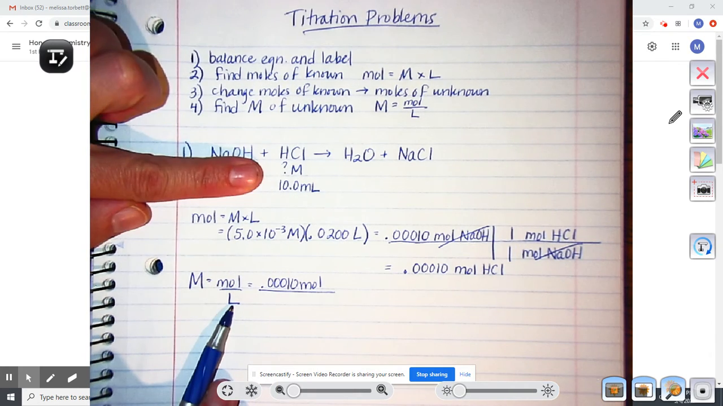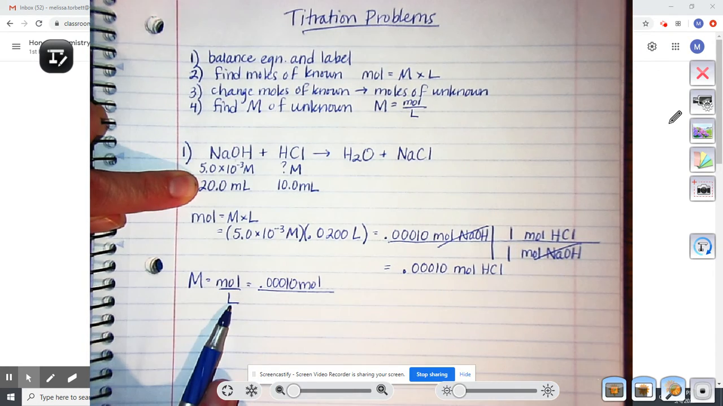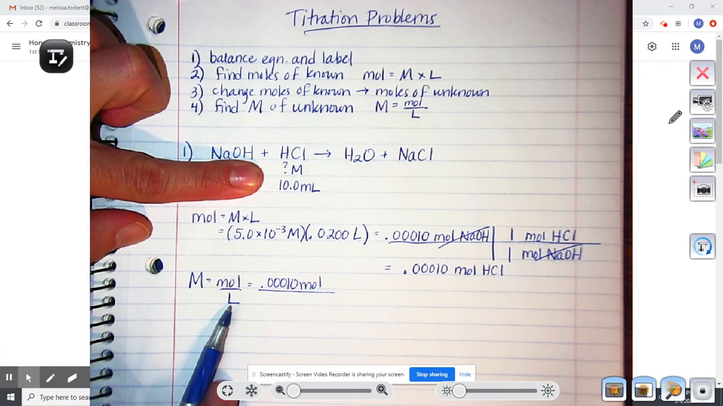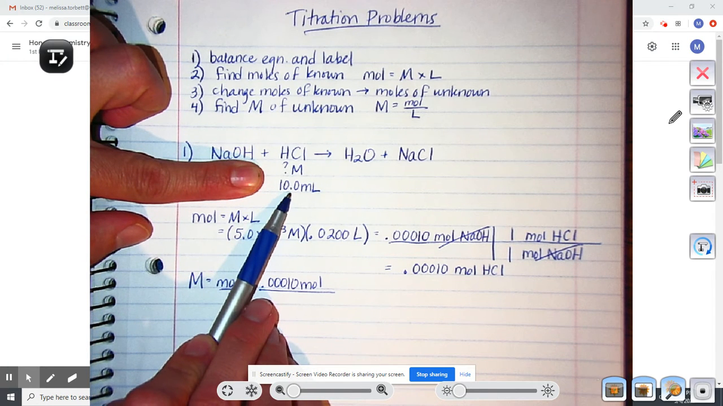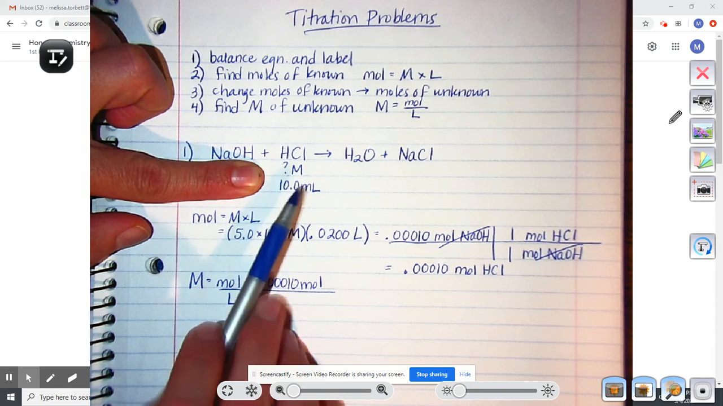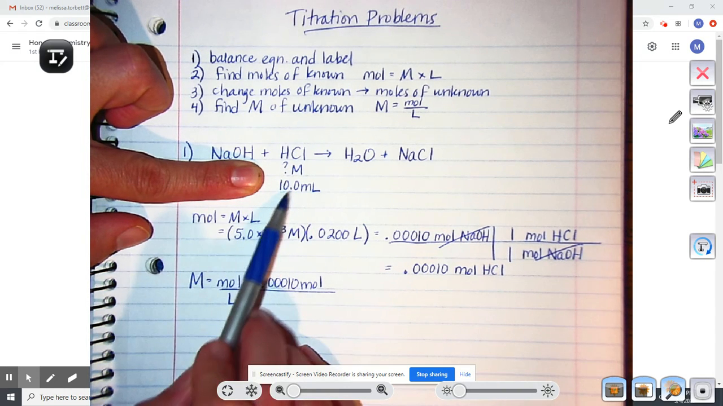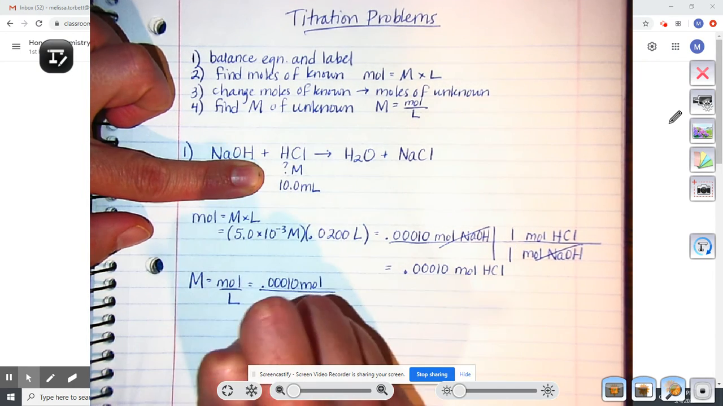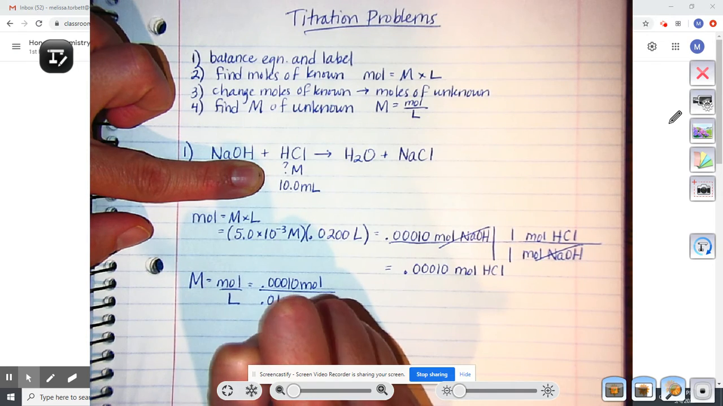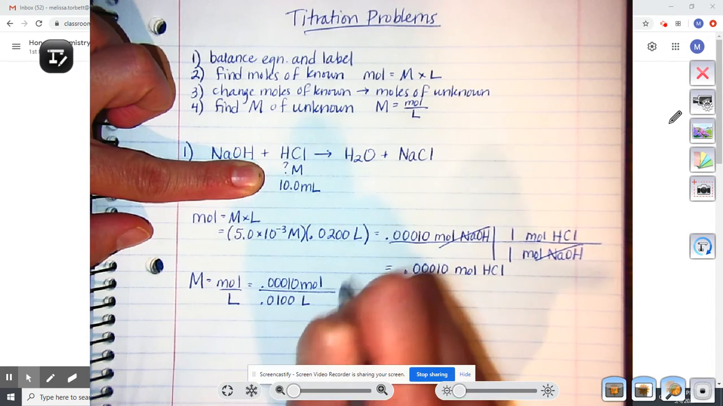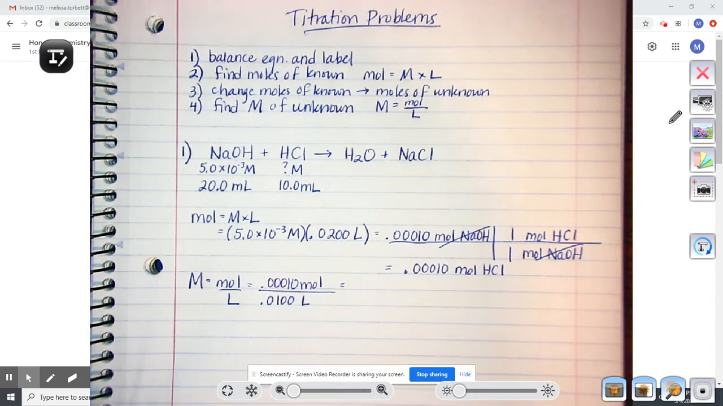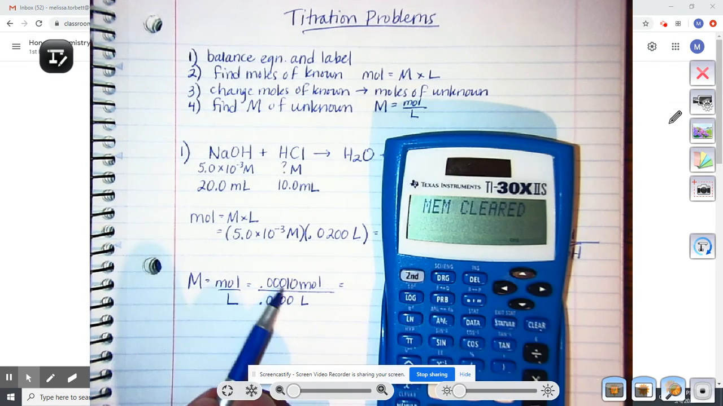That's why I'm covering this up. I don't want it. I've used this number. You only use it once, so I don't look at it again. The volume I need is the volume for HCl because I'm dealing with HCl right now. So once again, I've got to change milliliters to liters. 1, 2, 3 to the left. So 0.0100 liters. And then all I have to do is crunch the numbers. Again, I'm dividing, so I go with the least number of sig figs, which is 2 because of that number right there.